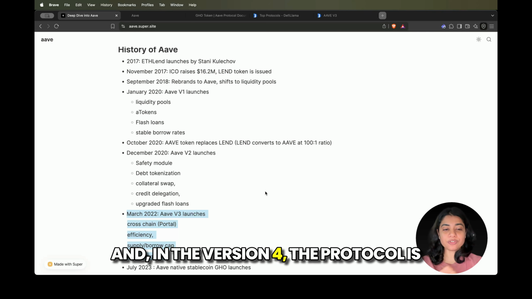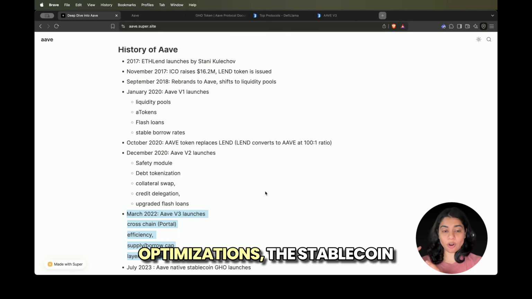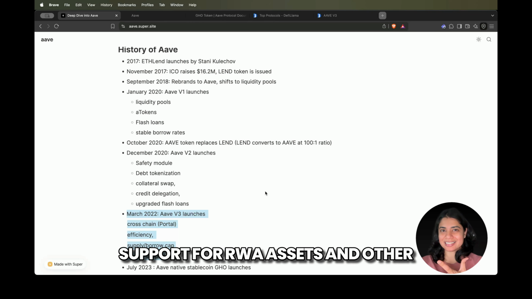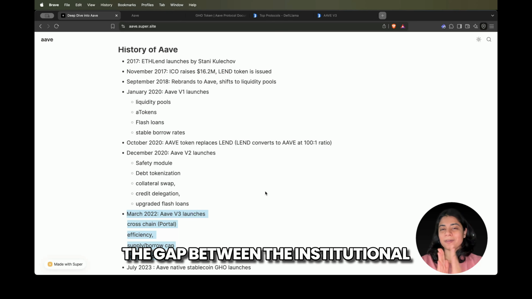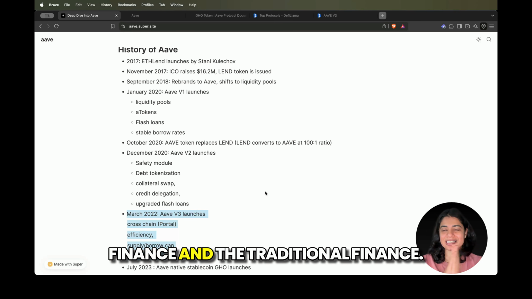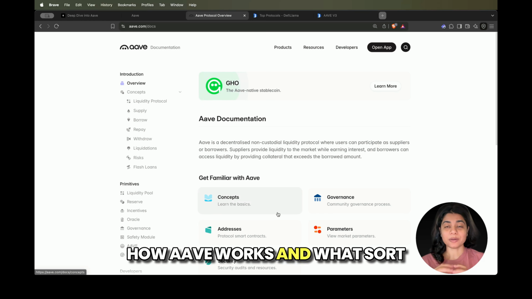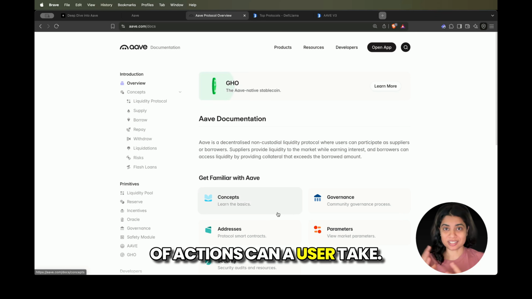And in version 4, the protocol is playing around more with Go optimizations, stablecoin optimizations, and then adding support for RWA assets and other interesting innovative stuff to bridge the gap between institutional finance and traditional finance. So now let's understand how Aave works and what sort of actions a user can take.